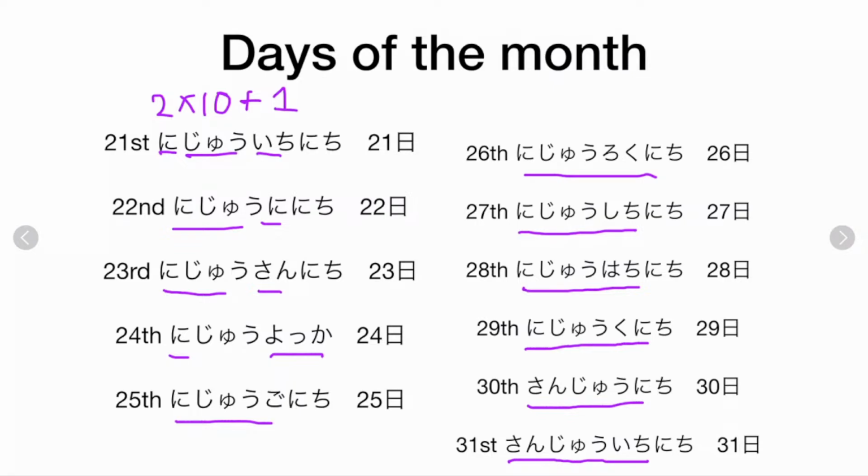So the first 10 days of the month have a weird pattern, but then from there, every date that is ending with a particular digit ends the same way. It is ichinichi, ninichi, sannichi, yokka, konichi, rokunichi, shichinichi, hachinichi, kunichi. So hopefully that's not too hard.